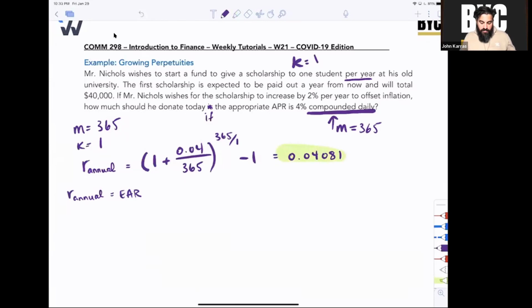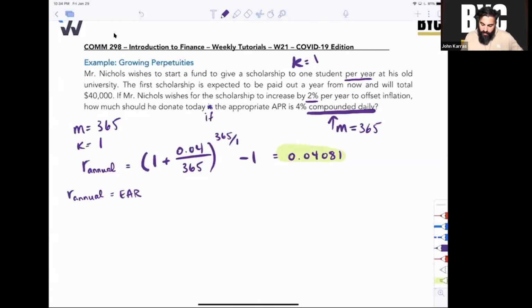From this point, it's just choosing the right formula. Because he wants the scholarship to go on forever, right? We didn't say anywhere in the question that he only wants to give a scholarship for a certain number of years. He wants there to be enough money so that there's a payment each year, and we want each scholarship to be 2% higher than the previous year.